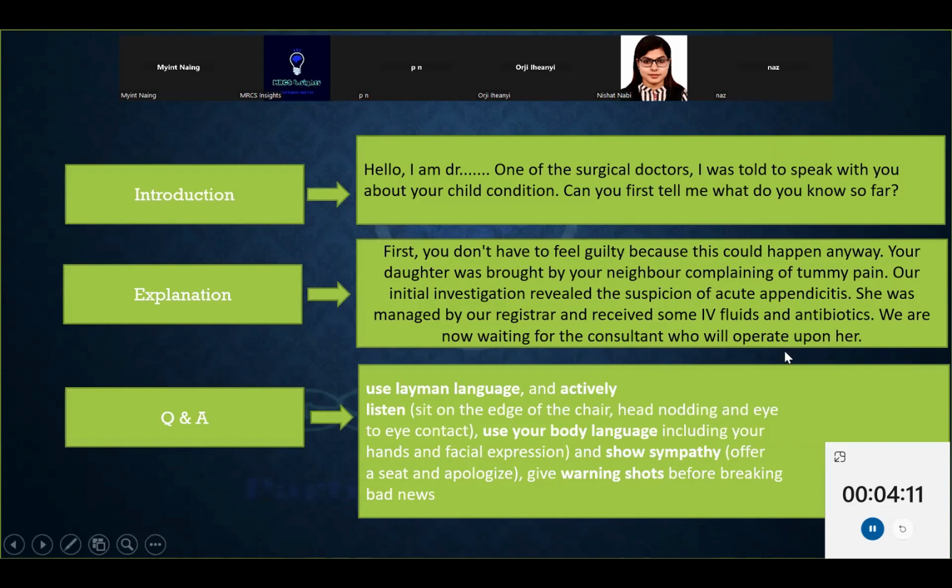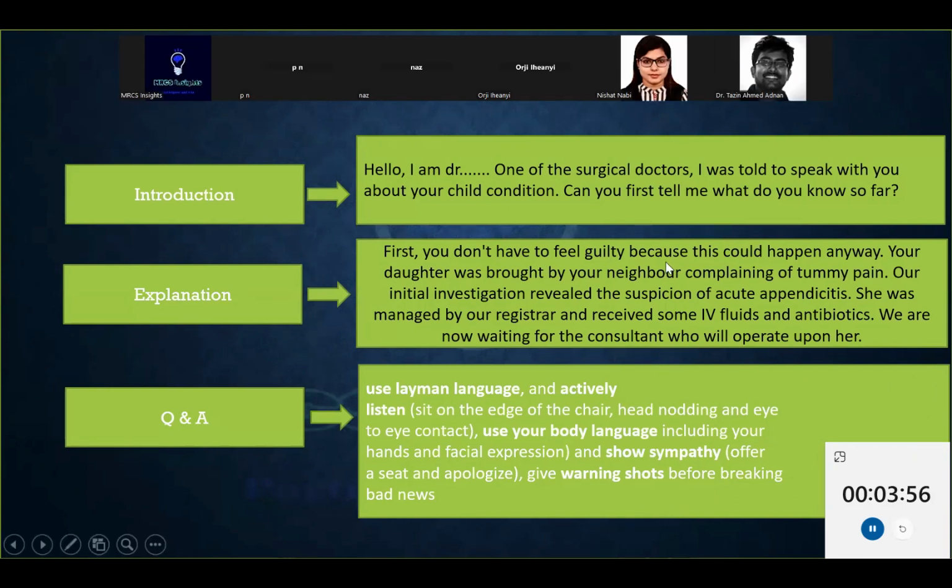Mr. Naim, are you there? Am I audible, everyone? Yes. I think Mr. Naim got disconnected. Okay, in that case, can anyone care to continue?